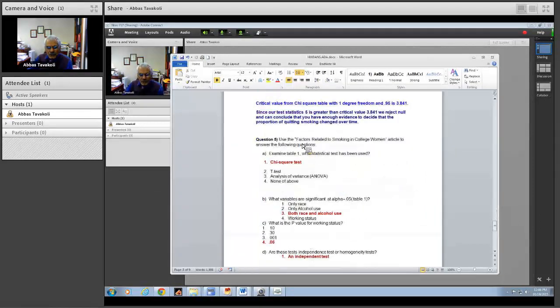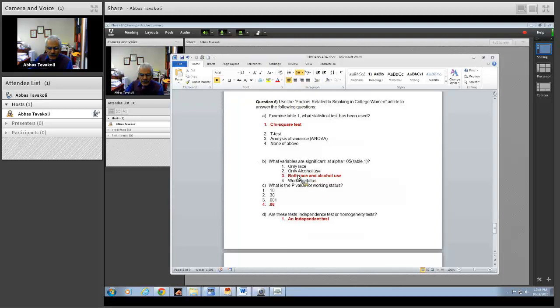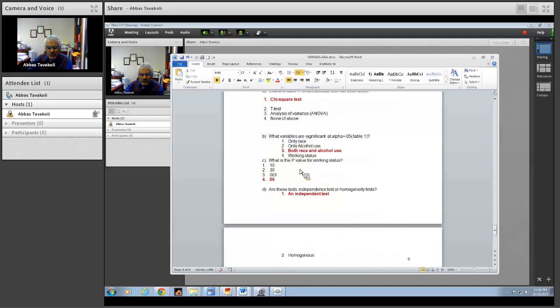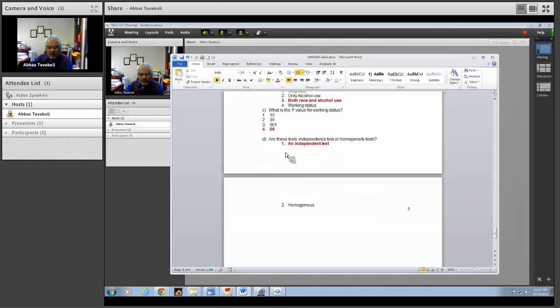And question 5, in terms of the article, what statistical test was used? It was chi-square. And which variables were significant at alpha 0.05? If you look at table 1, it says both race and alcohol use. And what is the p-value for Guinness status? It was 0.06. And are these tests independent? All of them were independent because we had one sample.